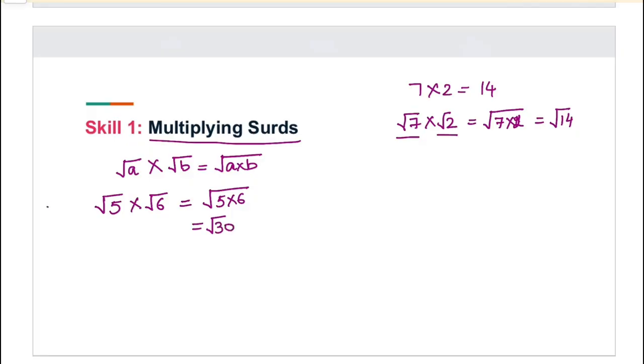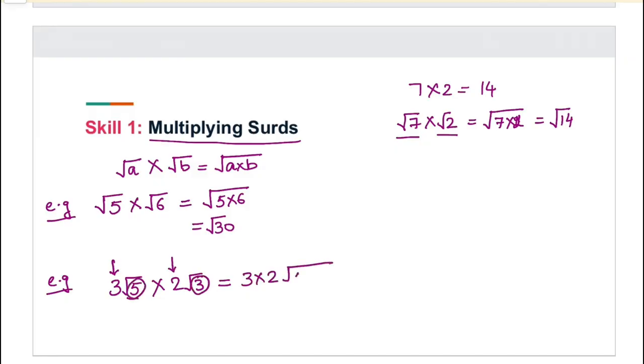Another example that we could do is slightly more difficult. We can do 3 square root of 5 times 2 square root of, let us suppose, 3. In this case, we take the numbers which are outside, times them together first, and then the numbers which are inside the square root come together. 5 times 3, so that gives us 6 square root of 15.